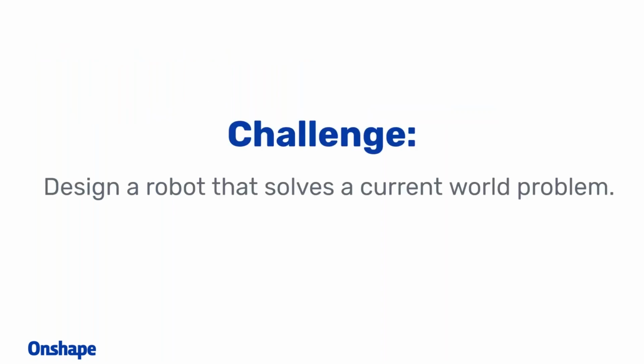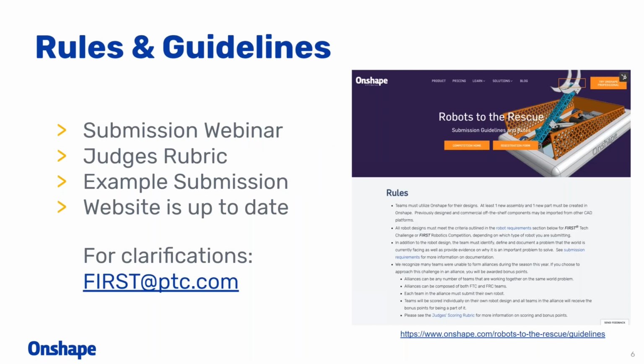Of course, the challenge is to design a robot that solves a current world problem. Hopefully you guys are almost done with that. If you have any questions or concerns, you can always check out our submission webinar, which is now up on our YouTube page. We encourage you to check out our rubric that the judges will be using, our example submission, and all of this is up to date on our website, where you can also find the link to submit. For any clarifications, please feel free to reach out to us at first@ptc.com.